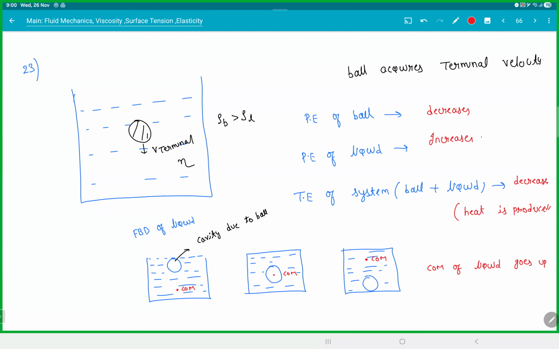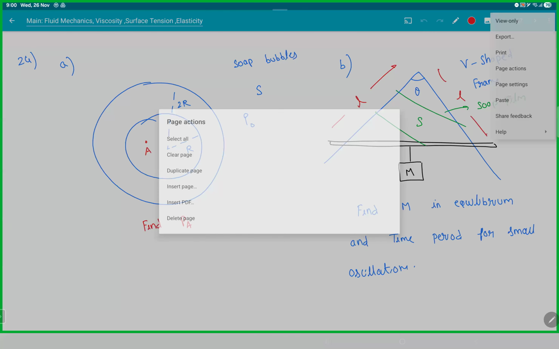Is this clear? So that's what buoyancy force does. Buoyancy force is actually also a conservative force. It doesn't dissipate energy. It gives you back. Clear with this? Now in this, if you remember, there is one more question.